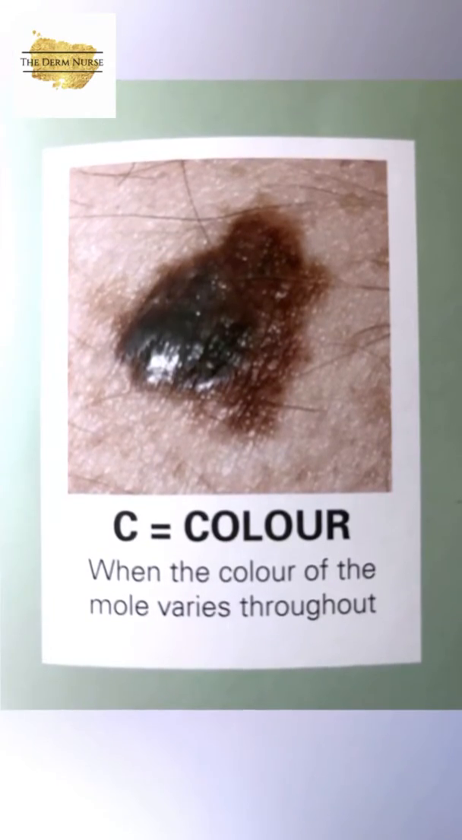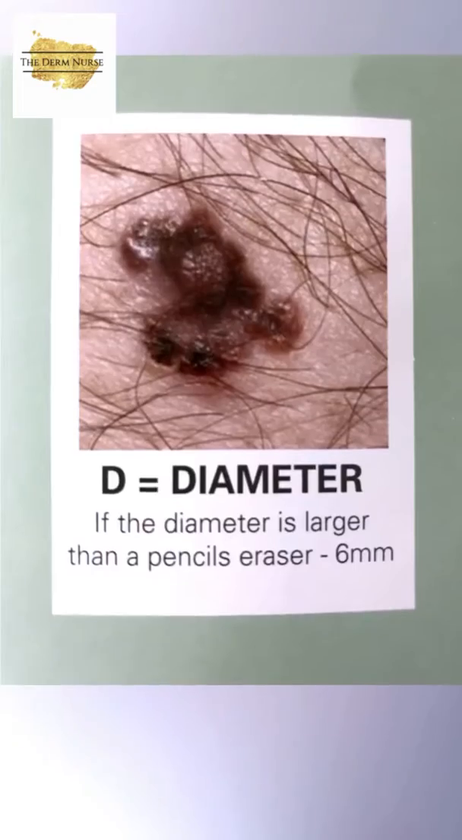D is for diameter. Is it greater than 6 millimeters in diameter? An easy way of thinking about this is, is it greater than the tip of a pencil? Sometimes though, if you're catching a melanoma really early, it may be smaller than 6 millimeters. So just think about, is this mole changing or growing?